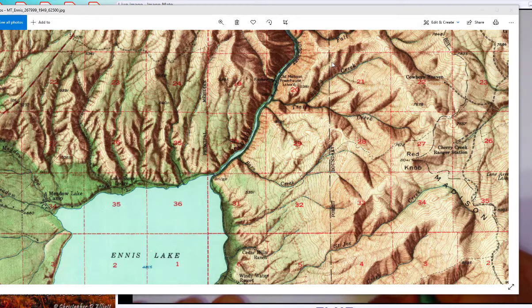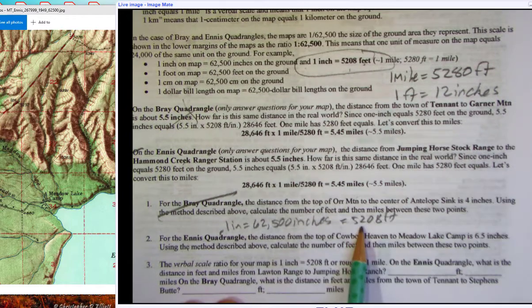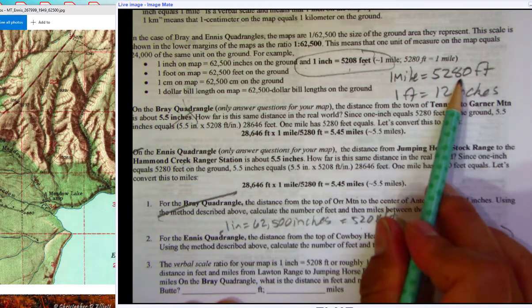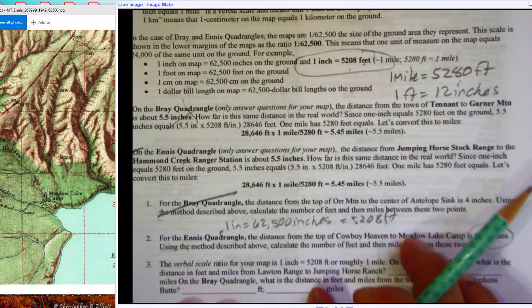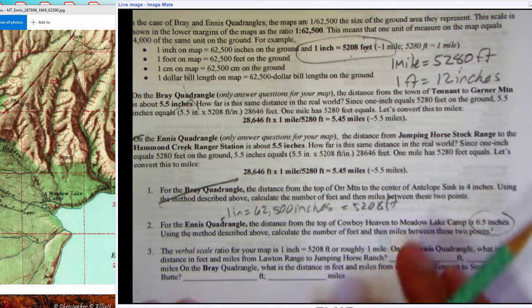And I think I do that up here somewhere. Yeah, I do it up here as well, right? So now, if you measured 6.5 inches, just multiply that by this, which will give you the feet, and then divide it by the 5,280 to give you the miles, right? So you should be able to do that one. I'm not going to do any more on that for you.